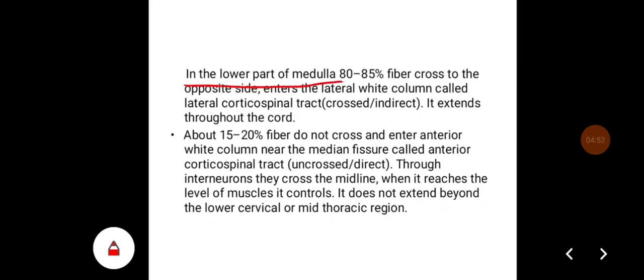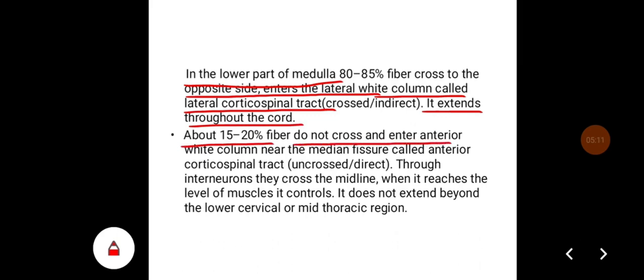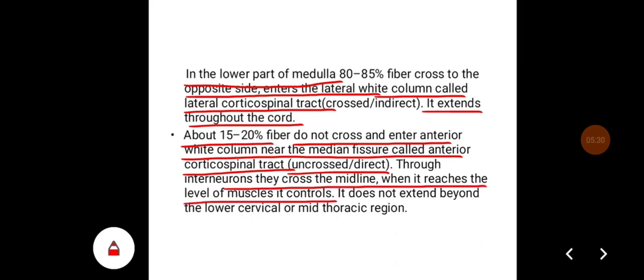In the lower part of the medulla, 80 to 85% of the fibers cross to the opposite side and enter the lateral white column, called the lateral corticospinal tract, which is crossed and indirect, and it extends throughout the spinal cord. And about 15 to 20% of the fibers do not cross and enter the anterior white column near the median fissure, called the anterior corticospinal tract, which is uncrossed and also called direct fibers. Through interneurons, they cross the midline, and when it reaches the level of muscles, it controls them, and it does not extend beyond the lower cervical or mid-thoracic region.